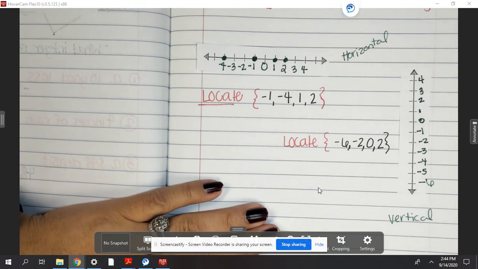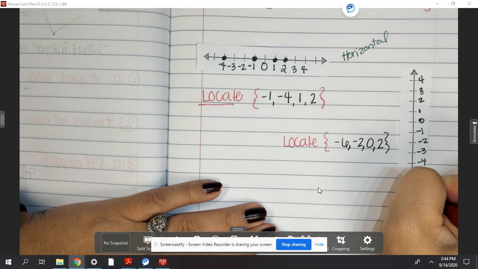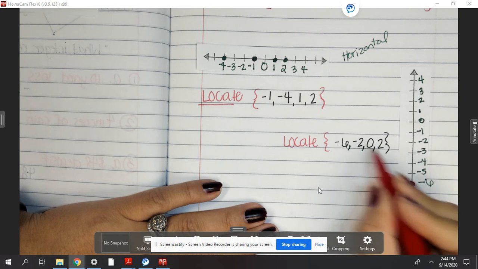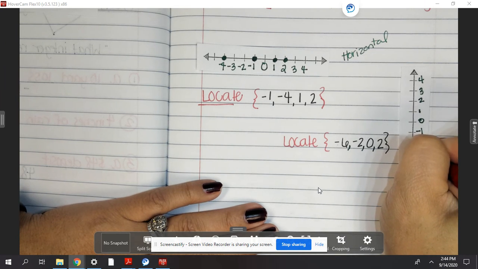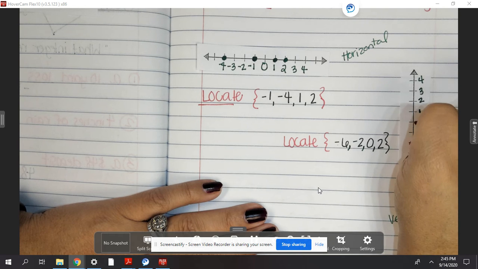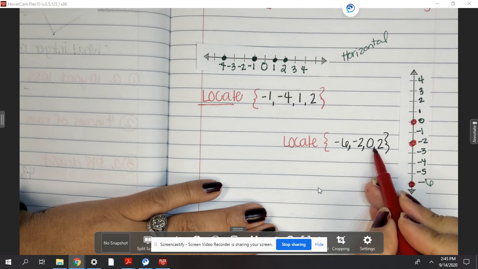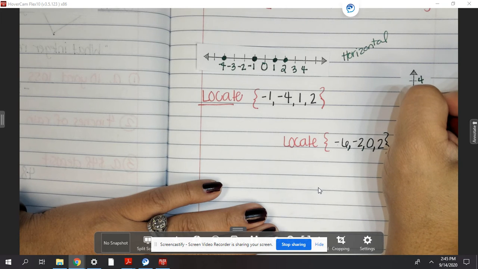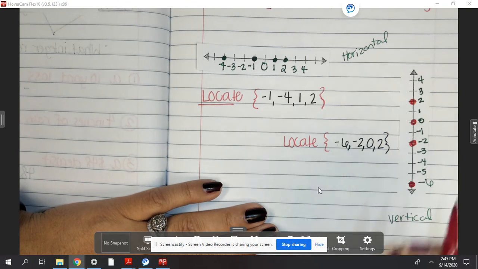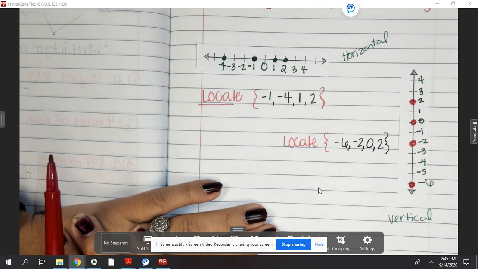Okay, so I'm going to locate these integers. I have -6 located here. -2, 0. Remember, 0 is neither negative nor positive. And then I have 2. So you have just located these numbers on a number line.